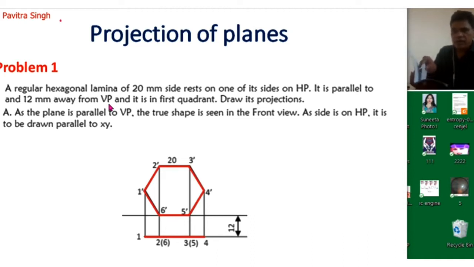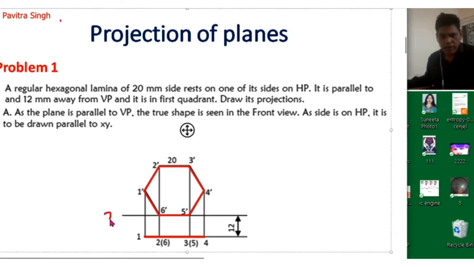The complete figure will be seen in the front view, because its one side is resting on the horizontal plane, and this plane is 12 mm away from the vertical plane, this distance. So this will be projected like this. From the top we can see this plane as a line. Now we can see the complete hexagonal shape from the front view. That's why we will draw this hexagonal lamina first.